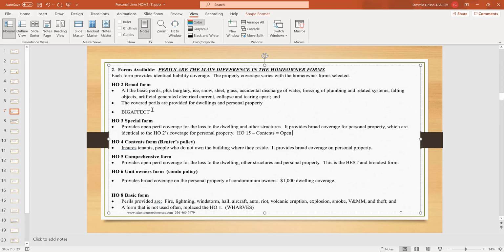Now, you'll just have to sit down and memorize these. It's not going to come to you automatically. You have to just repeat these perils to yourself over and over again.